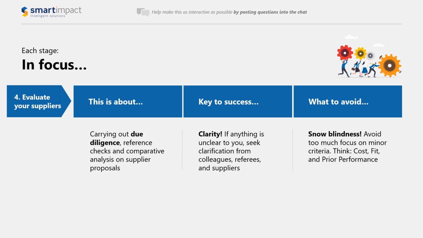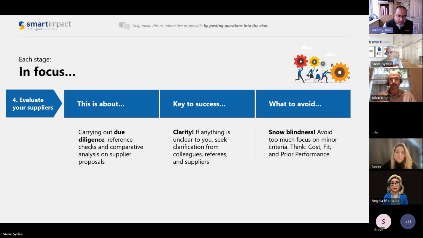So Steve, bearing in mind those two critical things around track record and coverage of requirements, how should an organization go about evaluating those key criteria when they're reviewing RFP responses and ITTs?